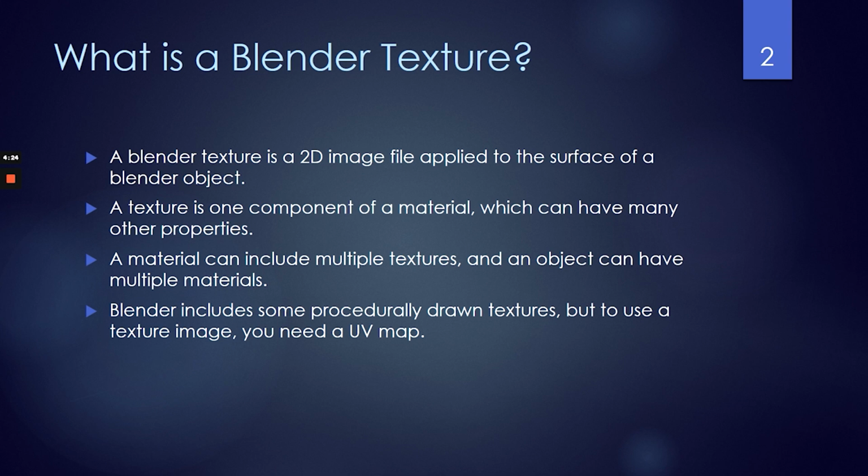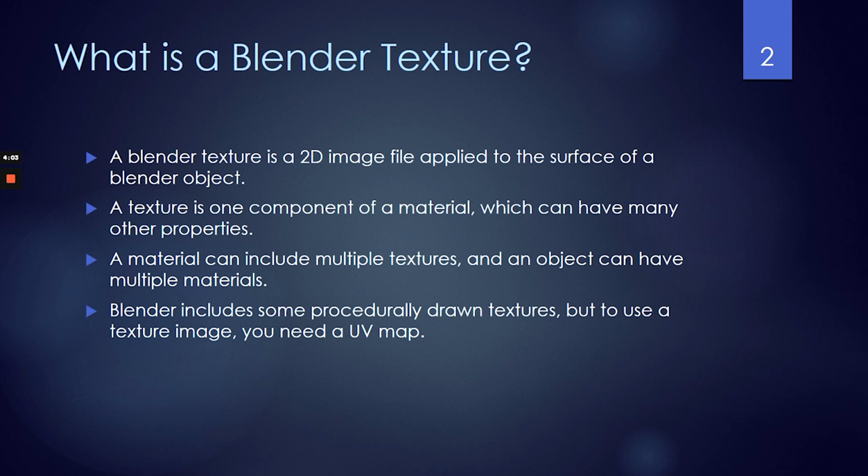We'll have a look at that, and we probably won't deal with any of them. A material can include multiple textures, and an object can have multiple materials. So we're not going to be doing anything crazy like that today, but if you go searching for textures to use with your Blender objects, you can find a whole bunch of stuff on the internet.